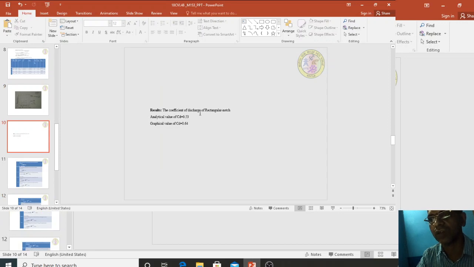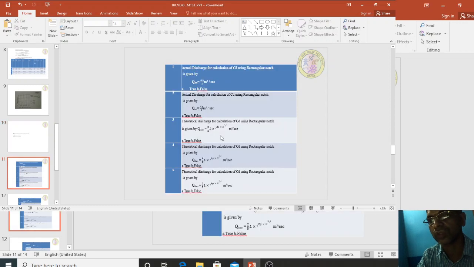So results: the coefficient of discharge for the rectangular notch is 0.53 by the analytical method, whereas by the graphical method it is 0.64. Coming to the multiple choice questions: the actual discharge for calculating CD using a rectangular notch is given by Q actual equal to AH divided by T meter cube per second. Whether the formula is true or false is the question; it is true.